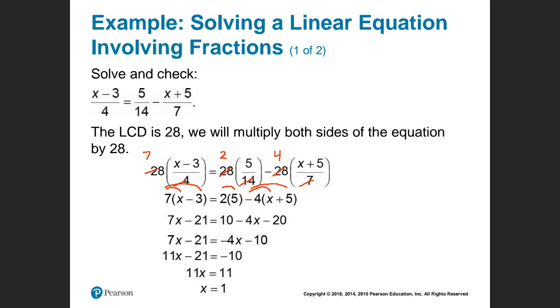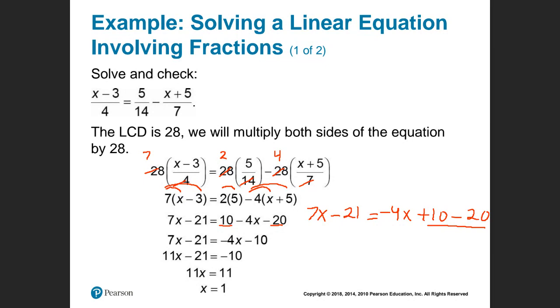Okay, so now we solve. Remember, combining like terms: 10 and negative 20 are like terms. So we combine them. Now I just write down over here, 7x minus 21 equals negative 4x plus 10 minus 20. Like terms, right? So now the equation becomes 7x minus 21 equals negative 4x plus 10 minus 20, which is negative 10. So minus 10 over there.